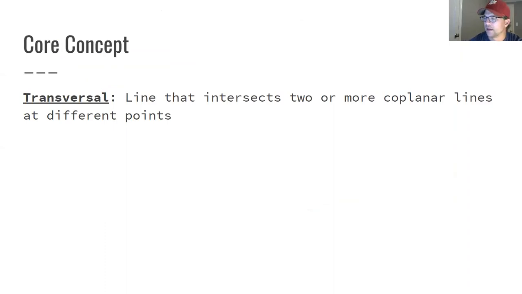All right, this is a major concept for the rest of this chapter. You're going to hear this word a lot: transversal. A transversal is a line that intersects two or more coplanar lines at different points. The first word you're probably going to think of when you see the diagrams is a diagonal. It is not always a diagonal depending on how the diagram is set up. Just think of it as one line that crosses two or more other lines.